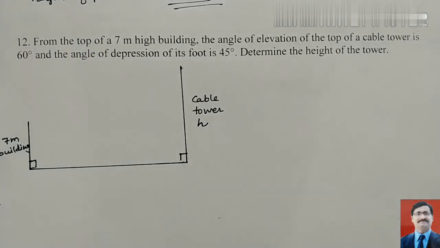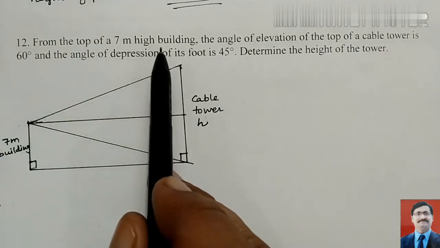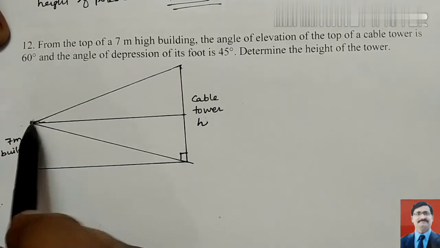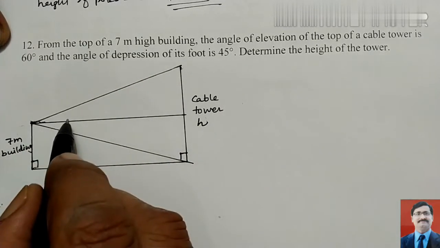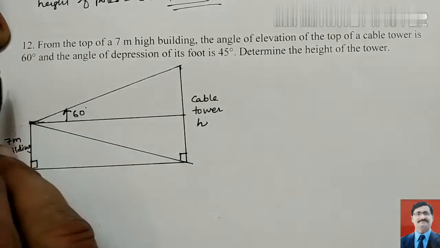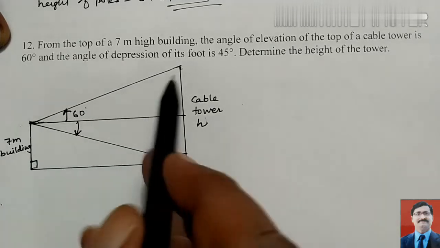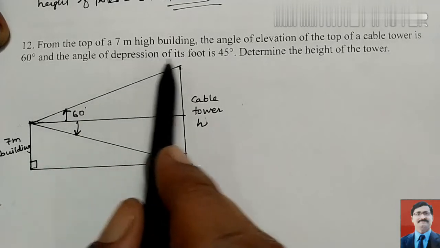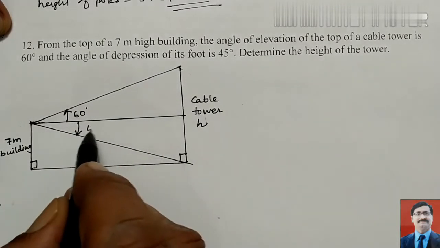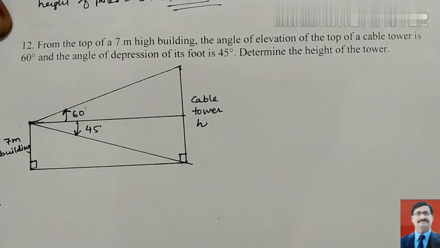Now the angles are given to you. From the top of the 7-meter high building, the angle of elevation of the top of the cable tower is given, and this is 60 degrees. The angle of depression, meaning downward, of its foot is given as 45 degrees, and we have to find the height of the cable tower.